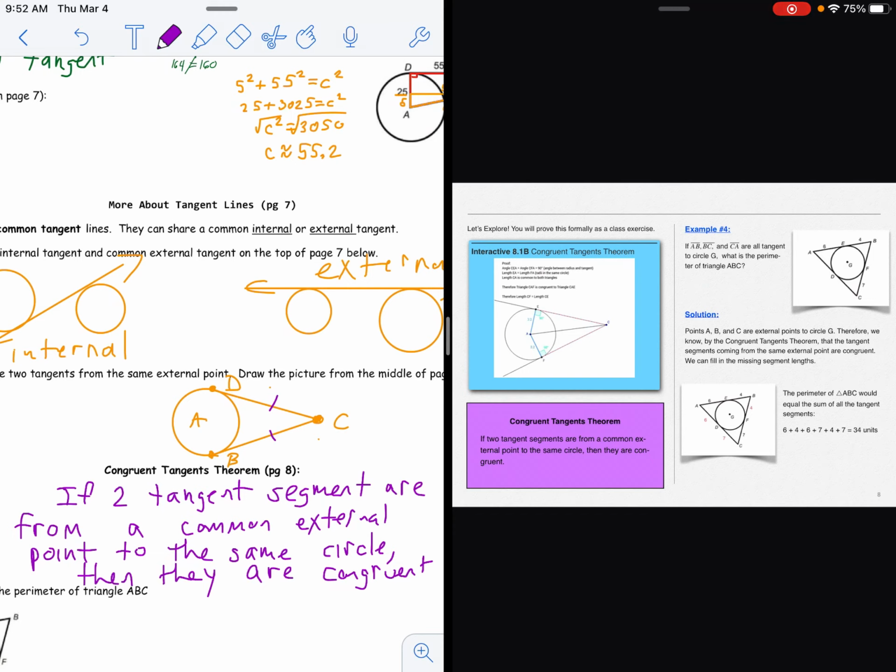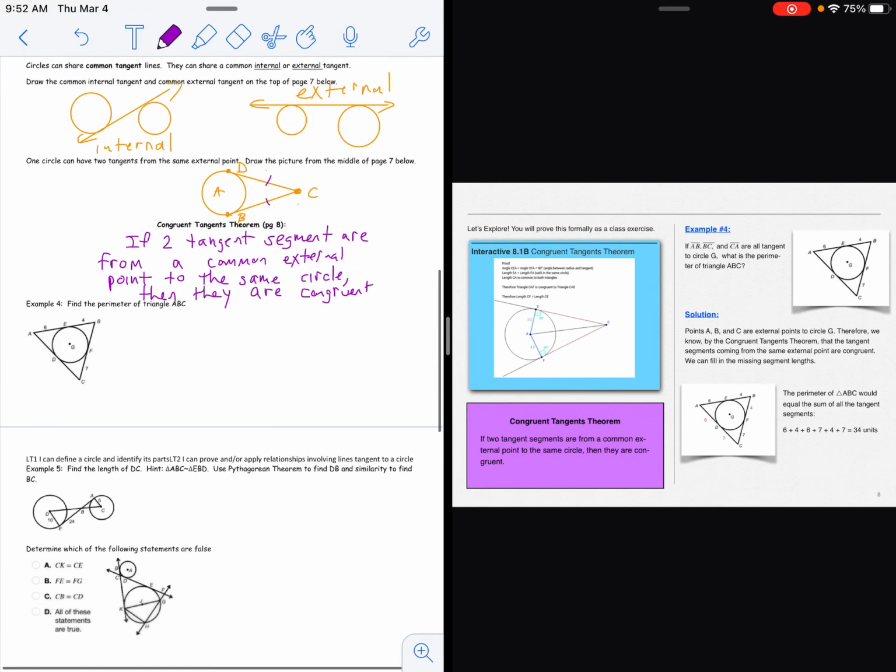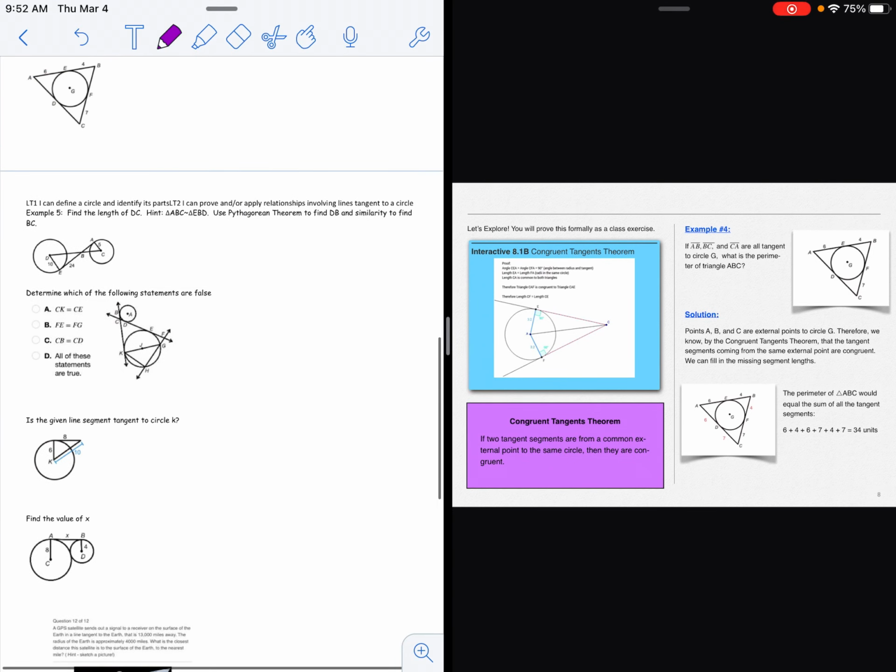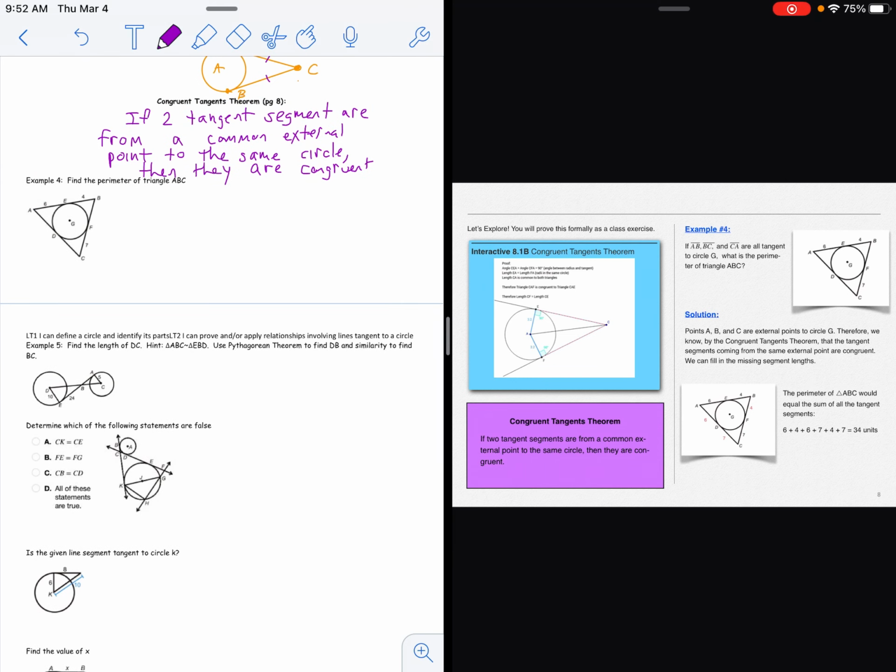Now we have tangent lines are perpendicular to the radius. Now we have if two tangent lines come from the same external point, then they are congruent. All right, now we're going to apply this to a couple problems, and then we're almost done.